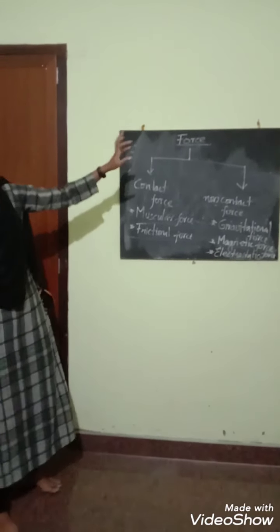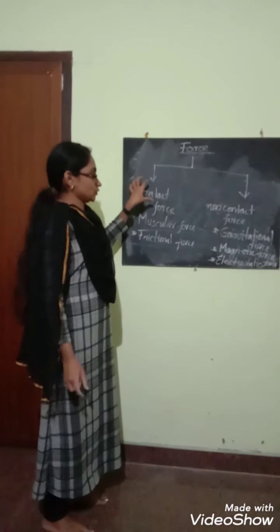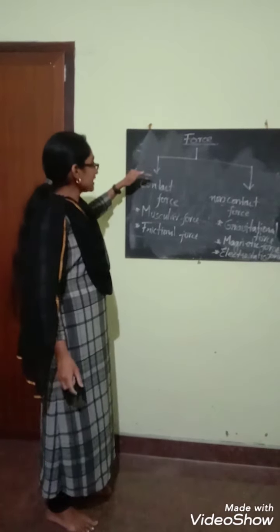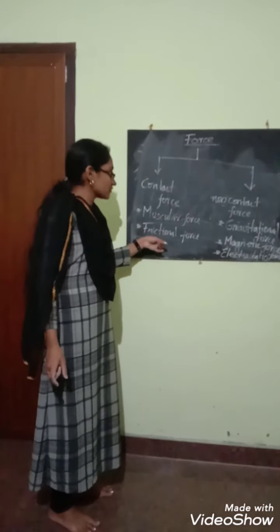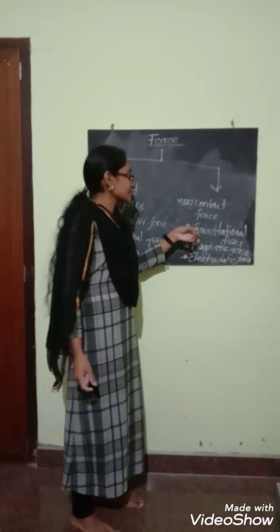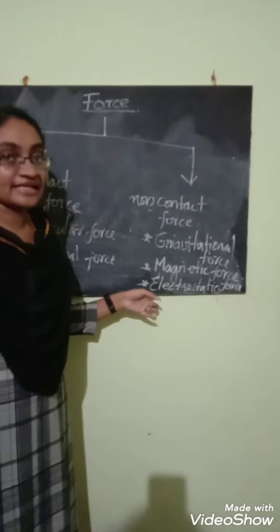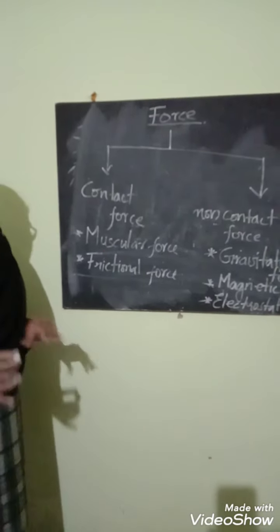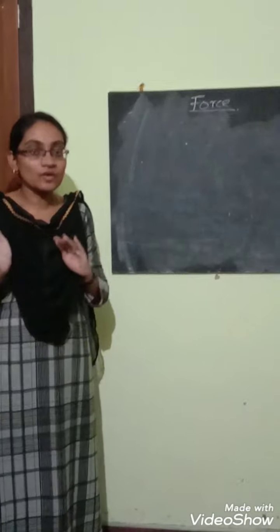Now, we said that we classified force into two: contact force and non-contact force. Contact force examples are muscular force and frictional force. For non-contact force, the examples are gravitational force, magnetic force and electrostatic force. Now we are going to explain each and every force. First we are going to discuss the contact forces.